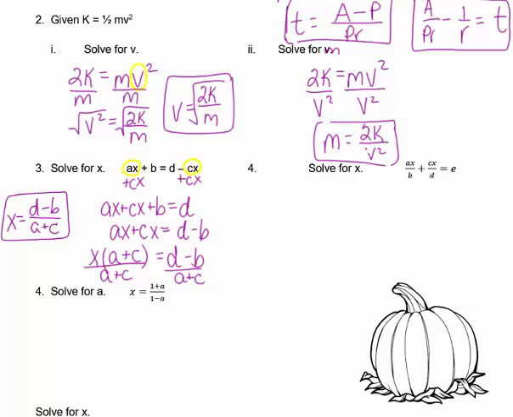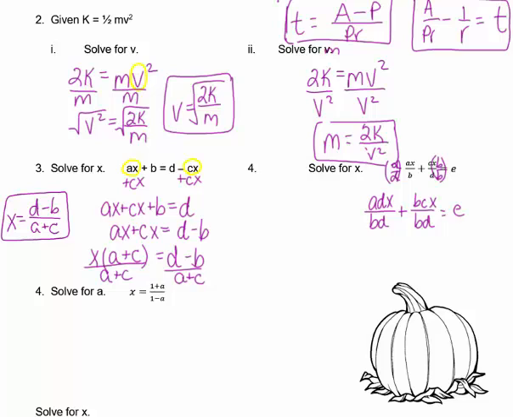Number 4. This one's pretty icky, but fortunately I have strategies I can use, right? So the first thing I'm going to do is get a common denominator so I can add those, and you'll see why I'm going to do that in a minute. So my common denominator is going to be bd. So I multiply the first fraction by d over d, and the second fraction by b over b, and in doing so I'm going to get adx in the numerator over bd plus bcx over bd equals e.